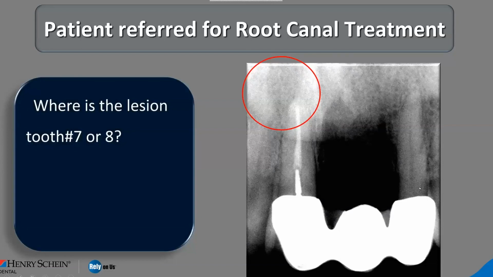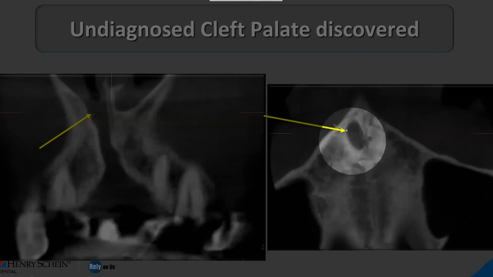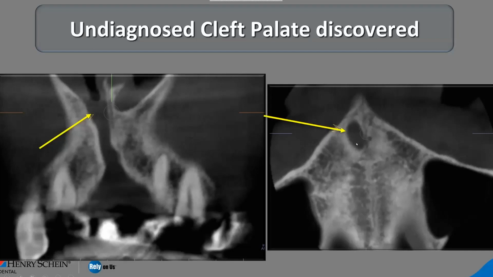This is a 60-year-old female. We're looking in the cone beam CT. Oh, we clearly have a cleft palate. So what was showing up in those 2D images? Well, we can see that our large bony defect was right here. It was being projected across. That was what was being caught in those 2D images. The patient does not need to have root canal treatment.